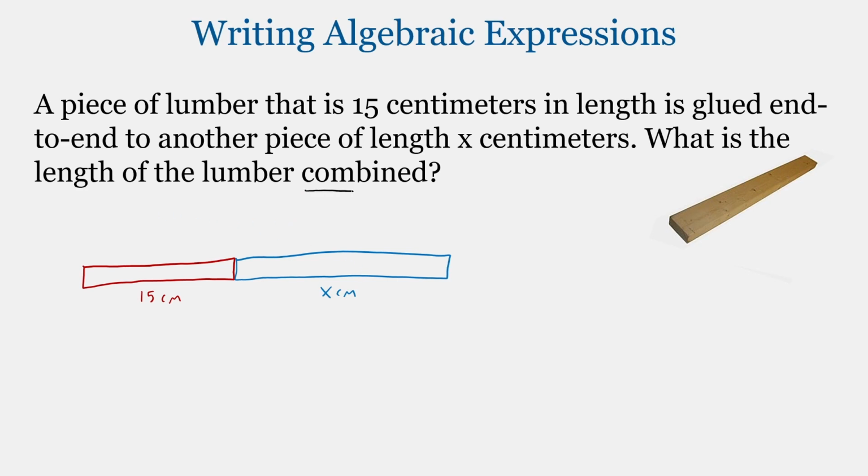We do have the word combine, but if we want this total length here, it would be 15 centimeters plus X. That's the length of both of these pieces of lumber combined. So the answer is X plus 15. It's customary to put the variable first, but 15 plus X is also correct. And our units in this case are centimeters.